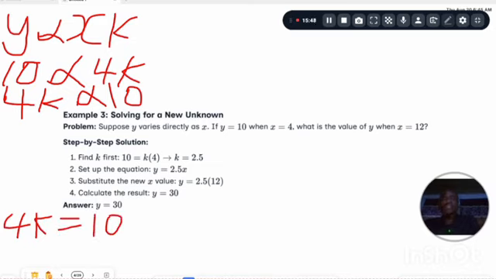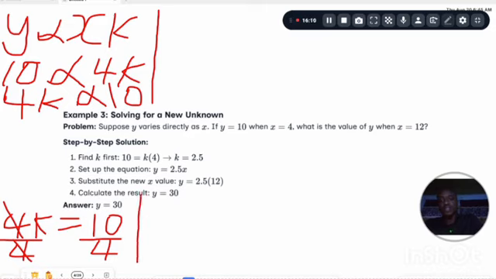So now we are going to divide both sides by the coefficient of k, which is 4. So divide both sides by 4. When you use your calculator, 10 divided by 4 should give you 2.5 if you are using decimal fractions. But let's make use of decimal fractions in this calculation. So k equals 2.5. Okay, we found the constant.